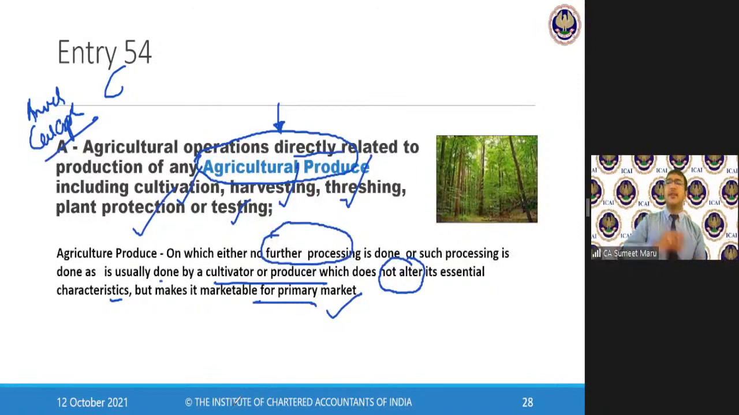But you take out the potatoes and you just clean them. You have to clean them, obviously, it is all in mud. You have to clean that mud so it is saleable in the primary market. It's absolutely fine, then this will be exempt. But if you do further processing and change the essential characteristics of that particular thing, then it is not to be considered under the exemption, as it won't be in the definition of agriculture produce.